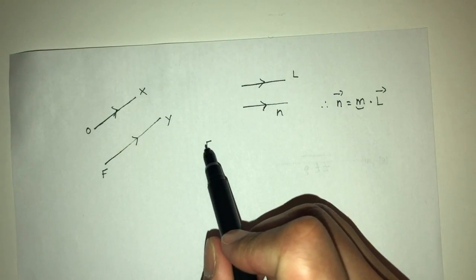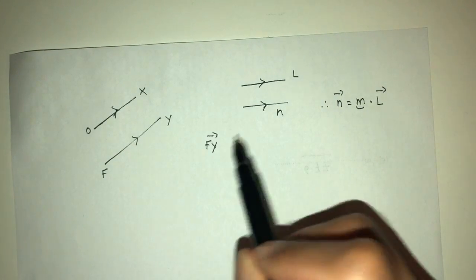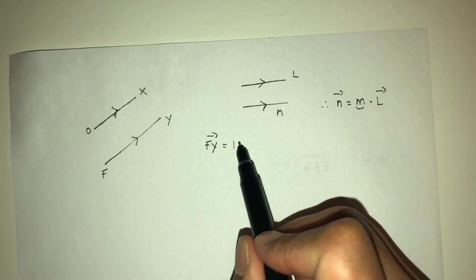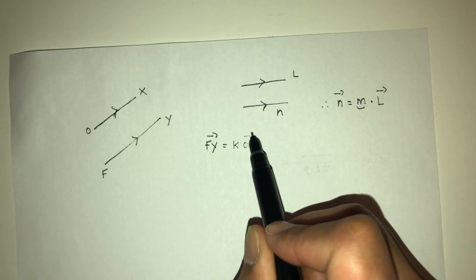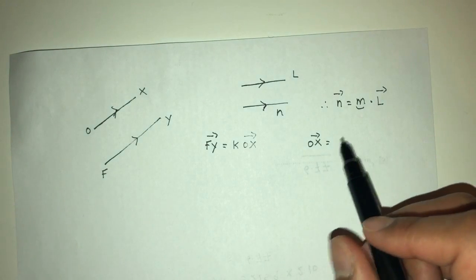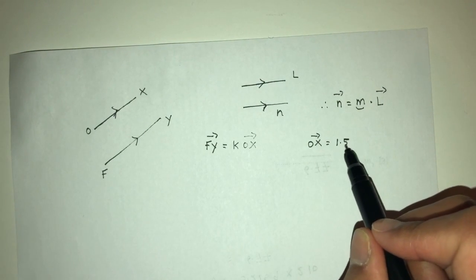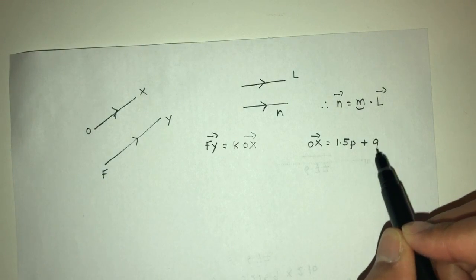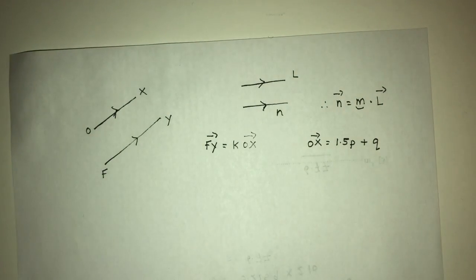We can say Fy is a multiple of OX. Now we know OX is given by what? By 1.5p plus Q. That was found from the question part 1.